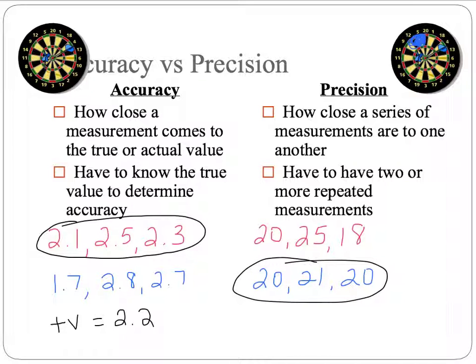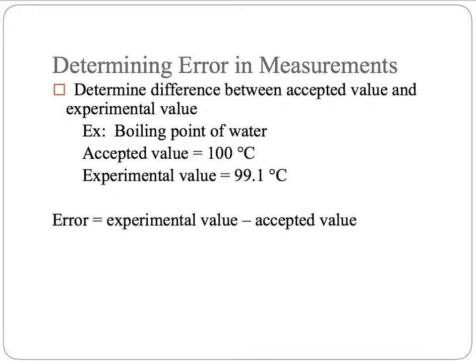Now this one doesn't have a true value that I'm comparing it to. I'm just comparing how close those measurements are to one another. So 20, 25, and 18, those are really spread out. But the fact that one person got 20 and 20 another time, and then the 21, makes it more precise. So that's the difference between accuracy and precision.